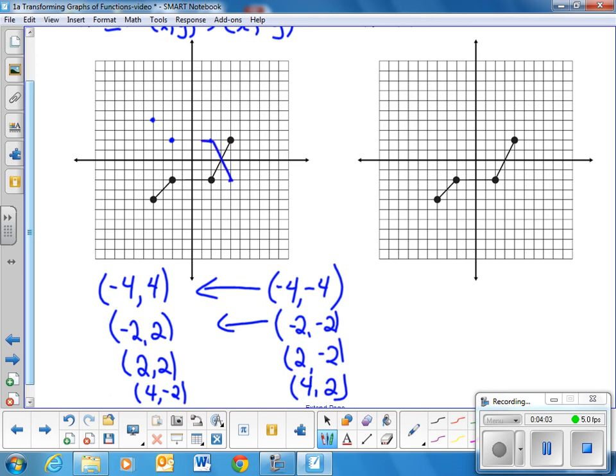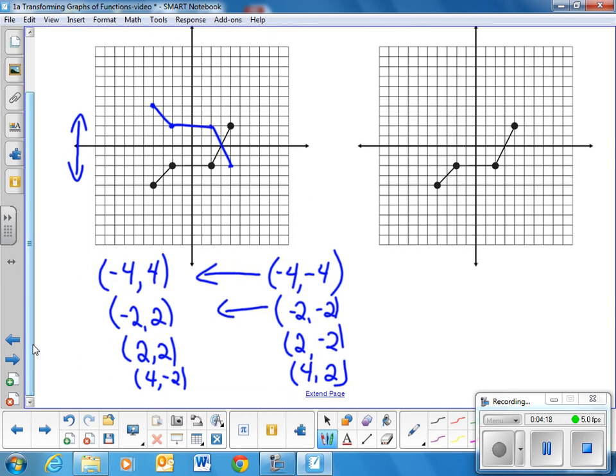If I connect those points, hopefully you can see that the blue graph is a reflection in this direction of that original function. We call this a vertical reflection. We can also say what it's being reflected around. So it's a vertical reflection about the x-axis.